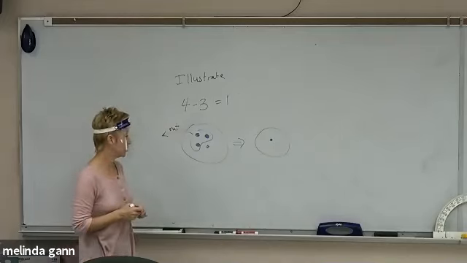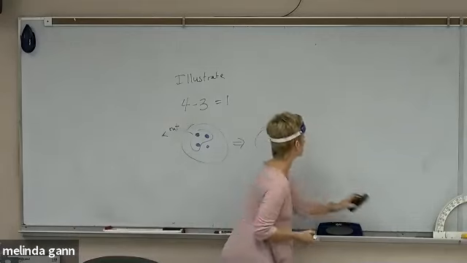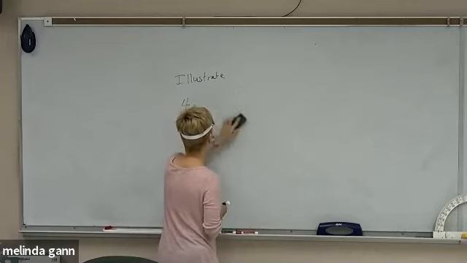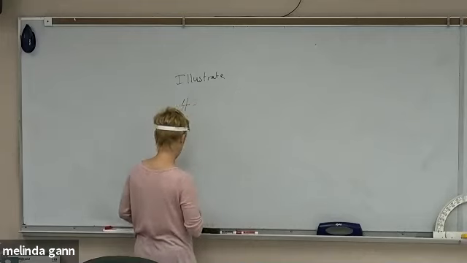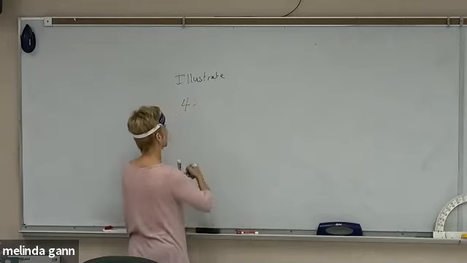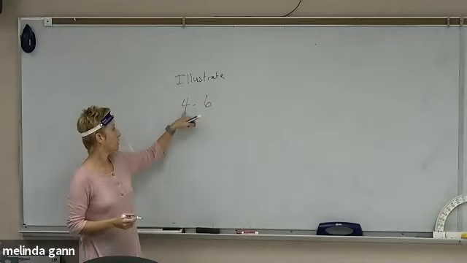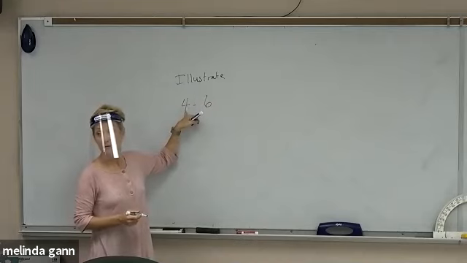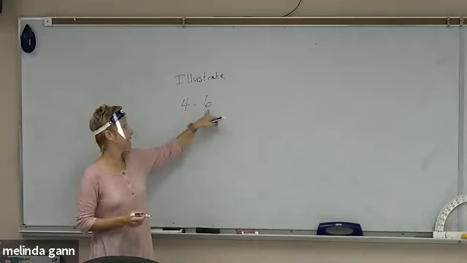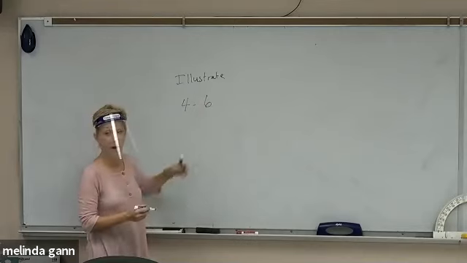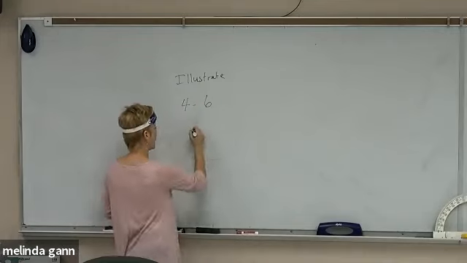Now let's do one that's a little more trouble. All right, what if I said 4 minus 6? What kind of 4 is that, positive or negative? Not a trick question, what is it? Positive. What kind of 6 is that, positive or negative? Positive. All right, so that means that you have 4 blue ones.